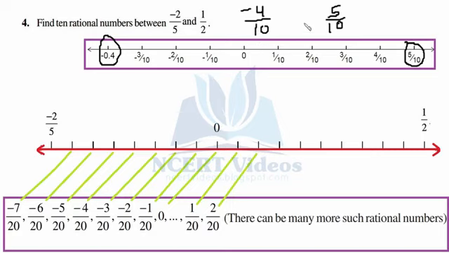Let's make the denominator 20 by multiplying these numbers by 2 over 2. We do not change the value, because if we cancel it, we get the number back. So it would be minus 8 over 20, and here we have 10 over 20. Now the denominators are 20, and we will have plenty of rational numbers between them.